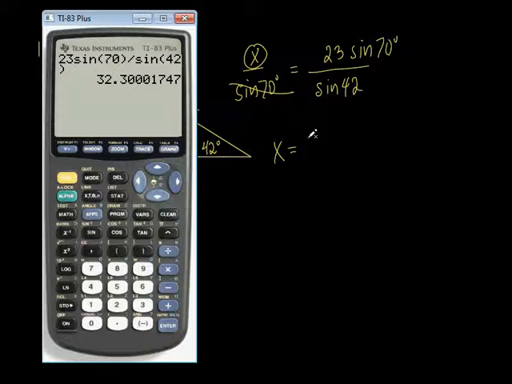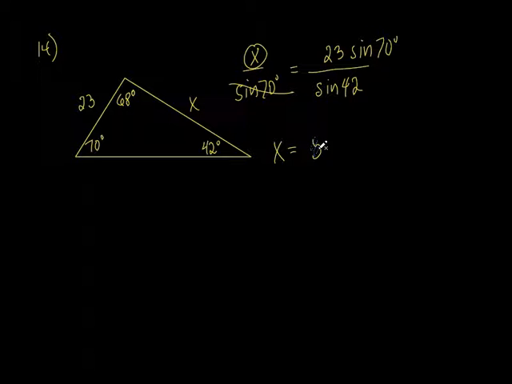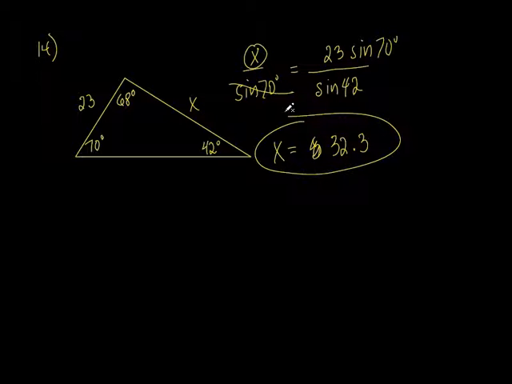32.3. What's it say to round it to? To the nearest tenth. Is that right? Yep. Oops, that's an ugly 3. 32.3. Okay, and there it is. That's all there is to it, just using the law of sines. Be okay with that? Law of sines?